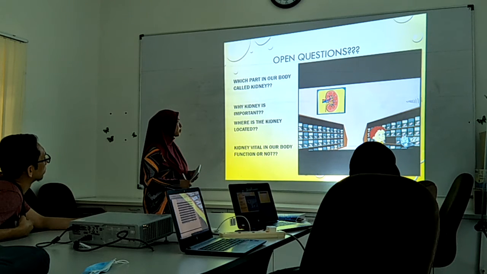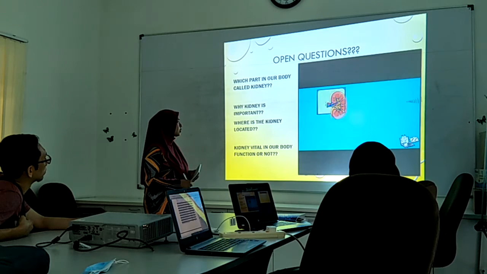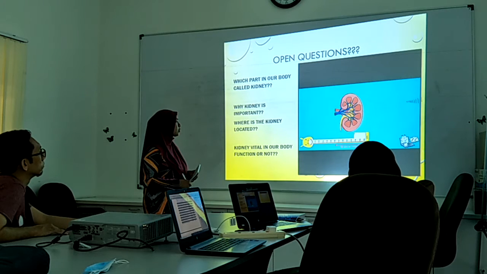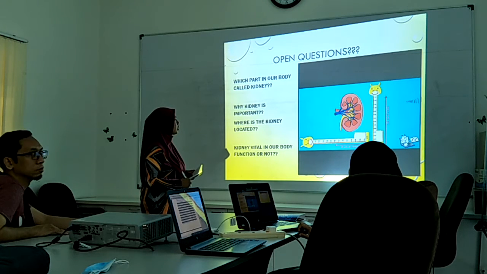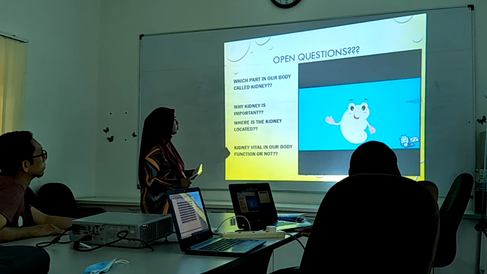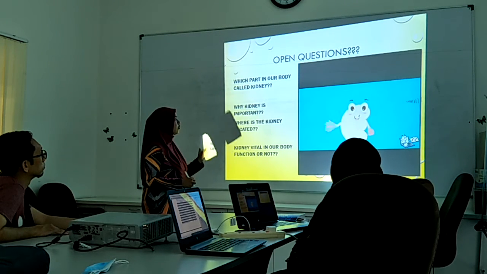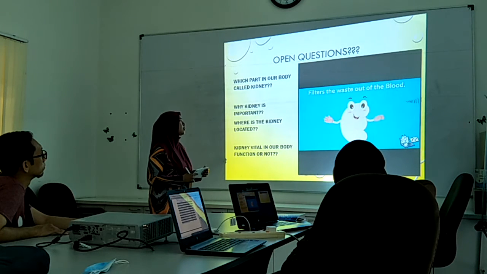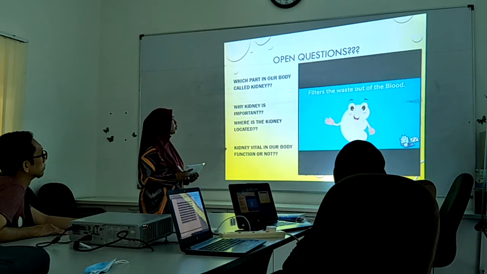A kidney looks very similar to a kidney bean. Each kidney is about 8 centimeters, or 3 inches, wide and about 13 centimeters, 5 inches, long. Do you know? Kidneys have a lot of work to do. One of the main jobs of the kidney is to filter the waste out of the blood.